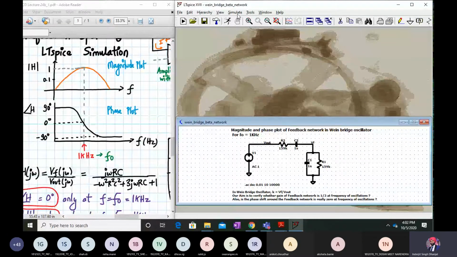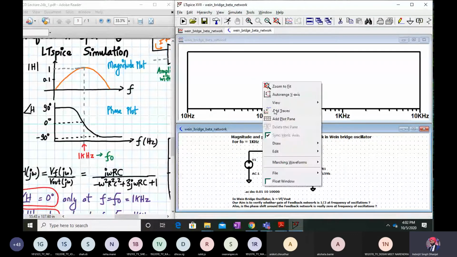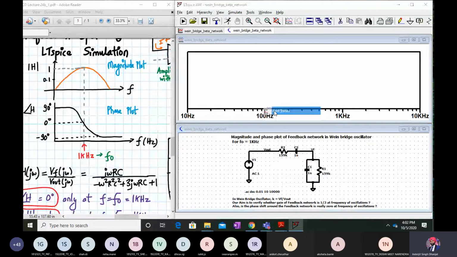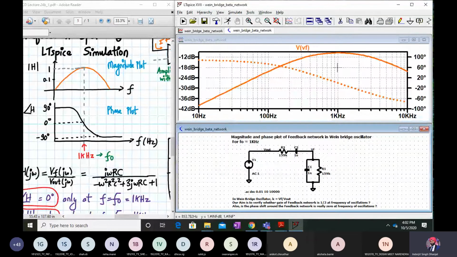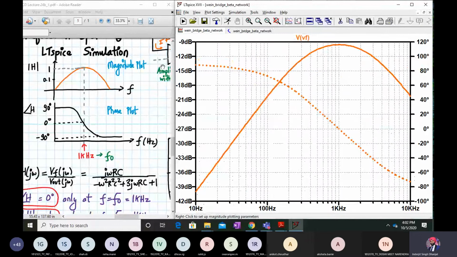Okay, sorry, I'll plot VF. Actually, the output of this feedback network is VF, not V out. So this is my VF. Now this is the same graph as you can see over here.